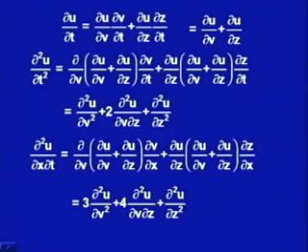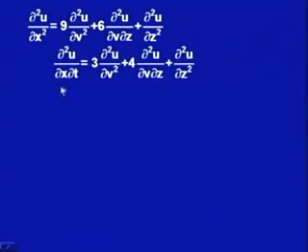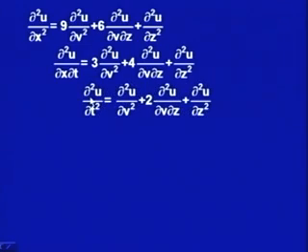So, now we have got all the 3, that is ∂²u/∂x² as 9 times ∂²u/∂v² plus 6 times ∂²u/∂v∂z plus ∂²u/∂z², ∂²u/∂x∂t as 3 times ∂²u/∂v² plus 4 times ∂²u/∂v∂z plus ∂²u/∂z², and ∂²u/∂t² as ∂²u/∂v² plus 2 times ∂²u/∂v∂z plus ∂²u/∂z².